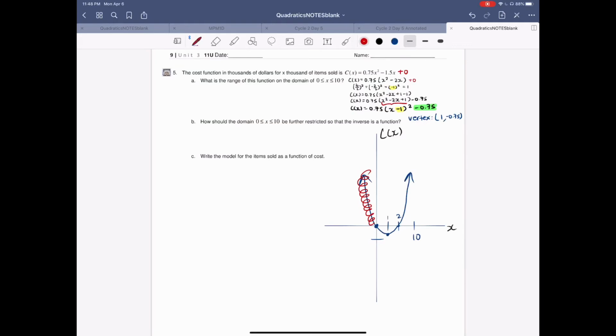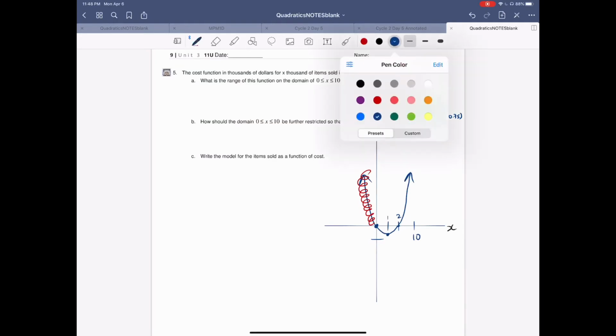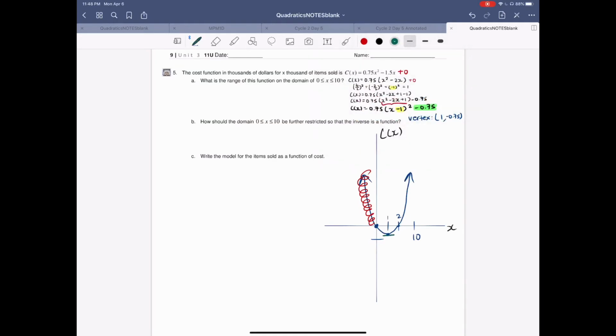Well, let's see. Right here is the lowest point, which is (1, -0.75). And am I going to look at the x value or the y value? I'm going to look at the y value because that's where I look for the range. The range is where do the y values exist? Meanwhile, I'm going to extend this a little bit.